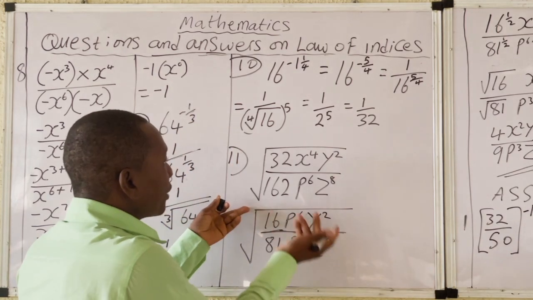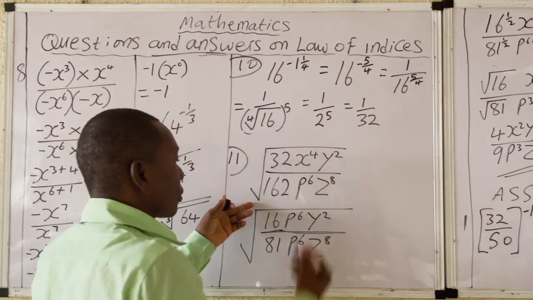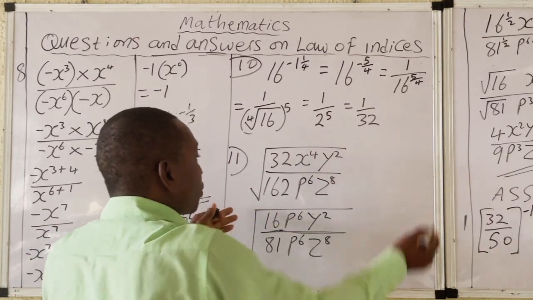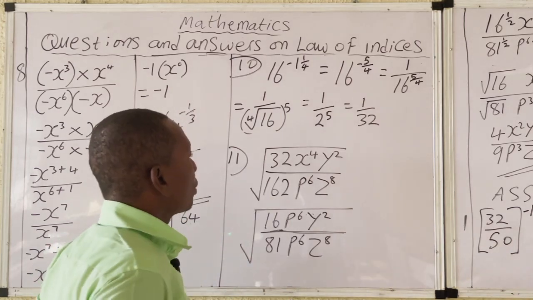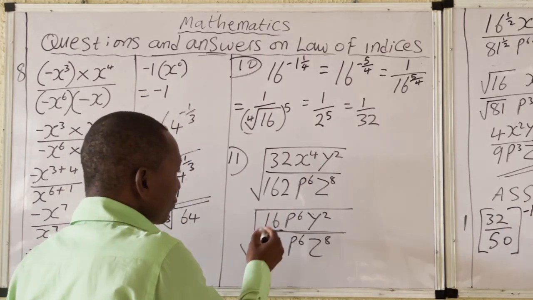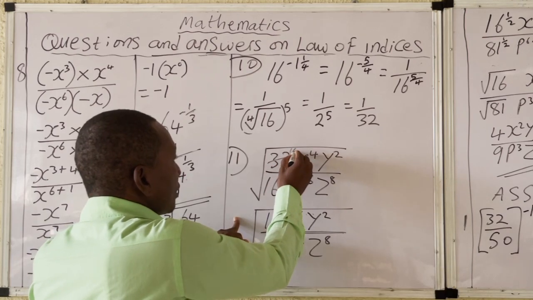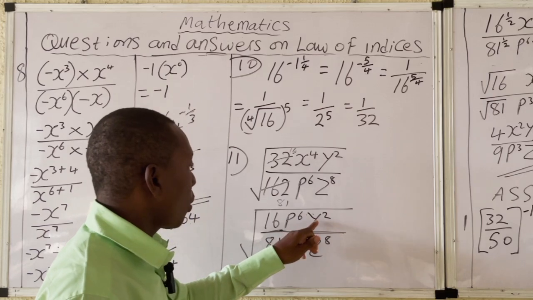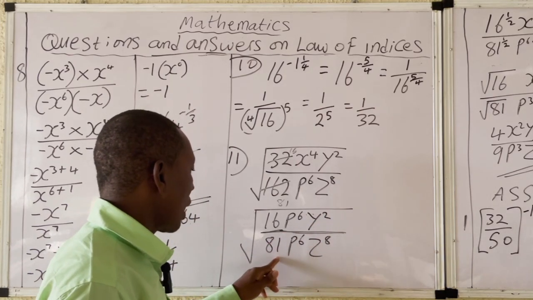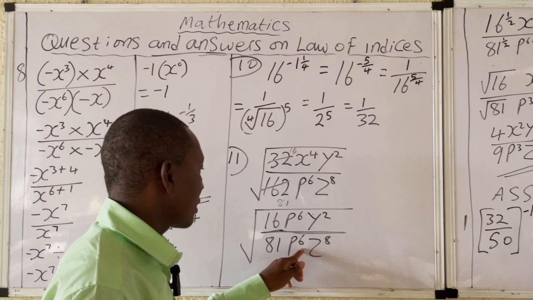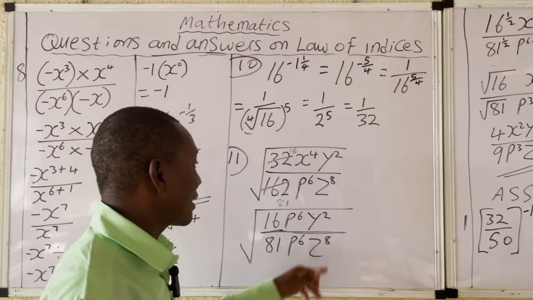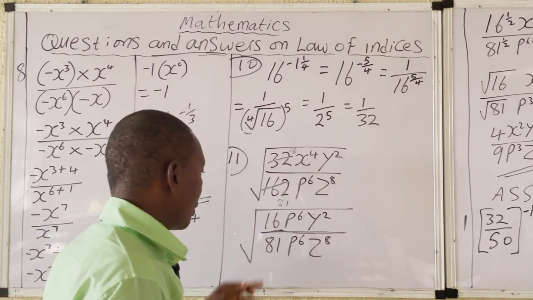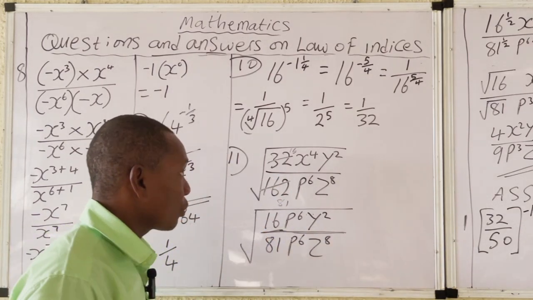The first thing that you do is this. You know that this is a square root. So the square root simply means that everything here is raised to the power 1 all over 2. But before we do that, let's cancel out first. 2 into this is 16, and 2 into this is 81. So we now have 16 p raised to the power 6, y raised to the power 2, all over 81 p raised to the power 6, and z raised to the power 8. Remember, the only thing I did here is just to divide out so that we reduce it a little bit. So we have 16 here, we have 81 here.